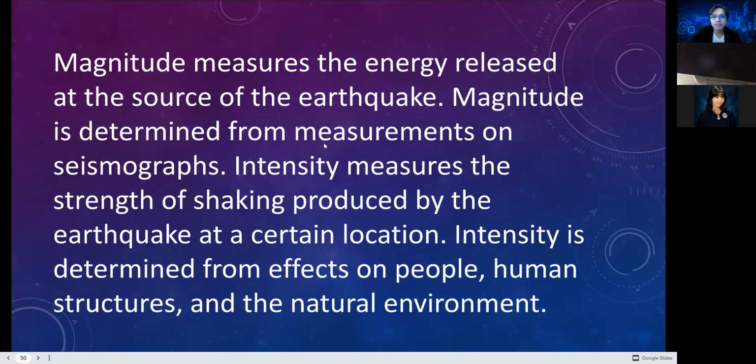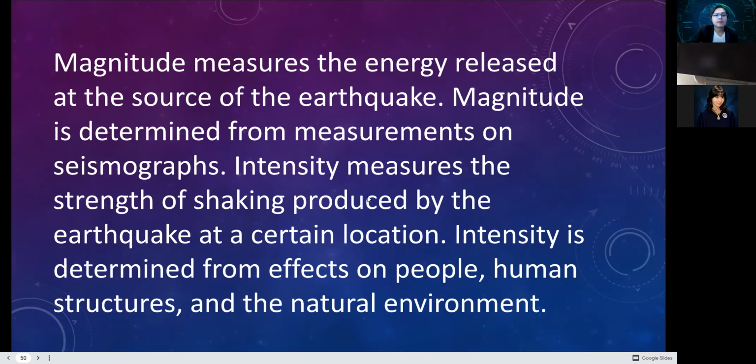Magnitude measures the energy released at the source of the earthquake. Magnitude is determined from the measurement on seismograms or seismographs. Intensity, on the other hand, measures the strength of shaking produced by an earthquake at a certain location. If magnitude measures the energy released, intensity measures the strength of the shaking produced, or the damages by the earthquake at a certain location.